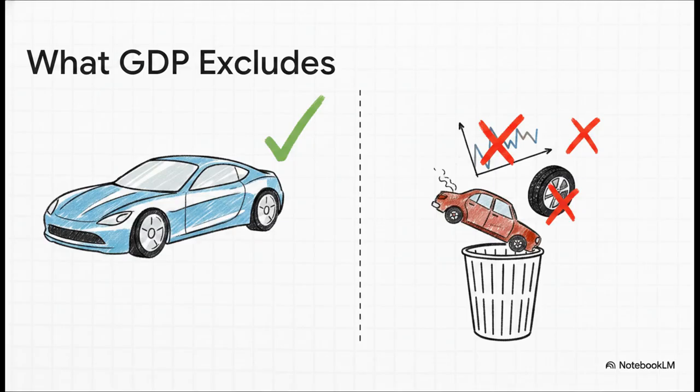To keep this massive measurement accurate, we only count new, final goods. We intentionally throw out second-hand transactions, so selling your used car doesn't count, because that value was already recorded back when the car was first built. We also ignore non-productive financial transactions and intermediate products. Why? Well, it's all to avoid the classic trap of double counting.